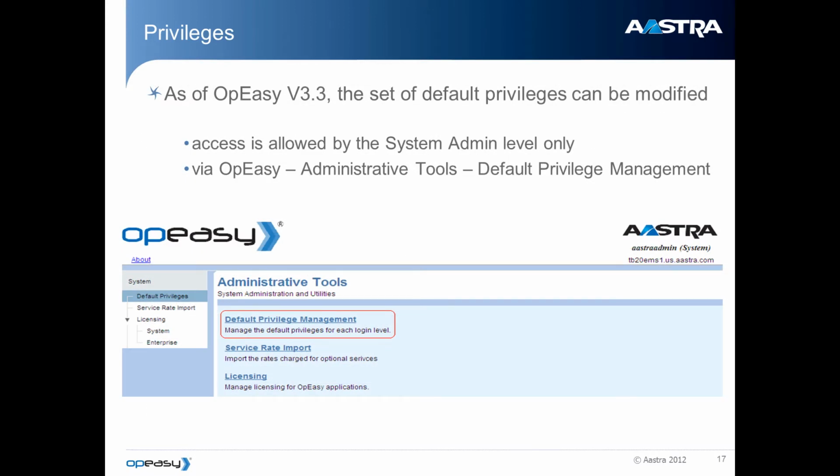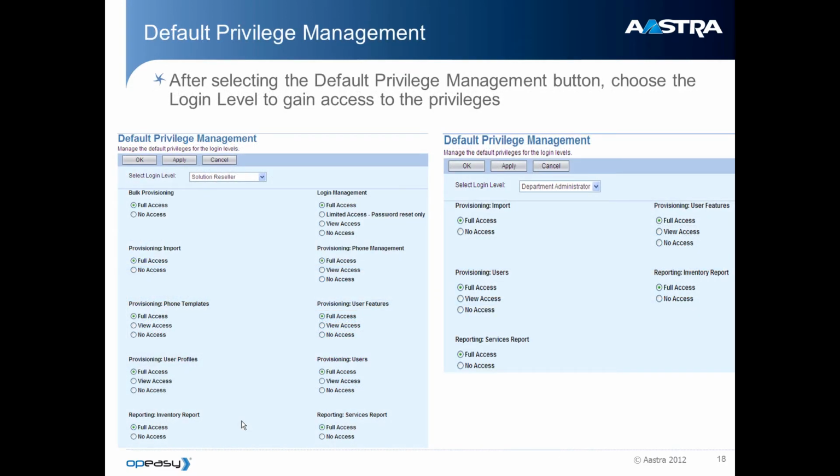As of version 3.3, the set of default privileges can be modified. Access is allowed by the System Administrator level only, and it is via the OpEasy Administrative Tools Default Privilege Management. After selecting the Default Privilege Management button, you would then choose the login level to gain access to, and then the privileges that you choose to allow.